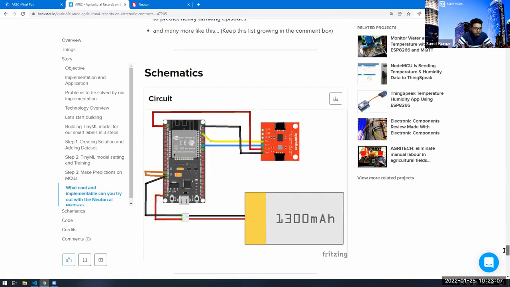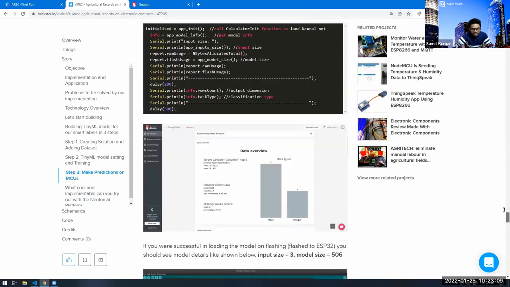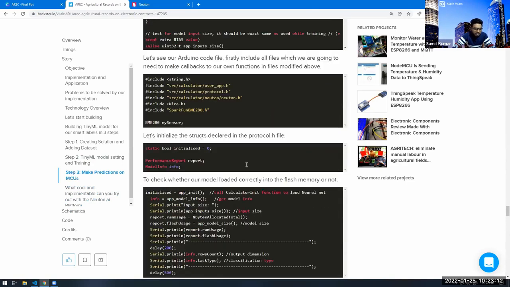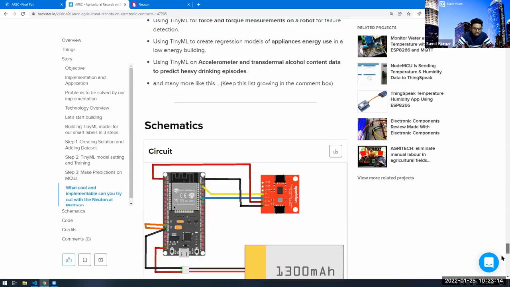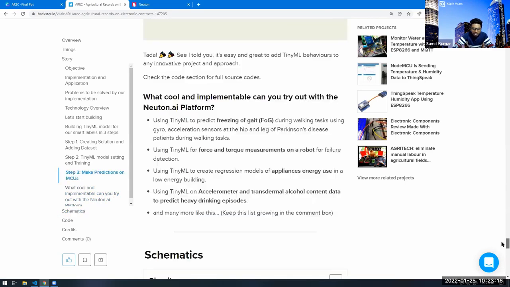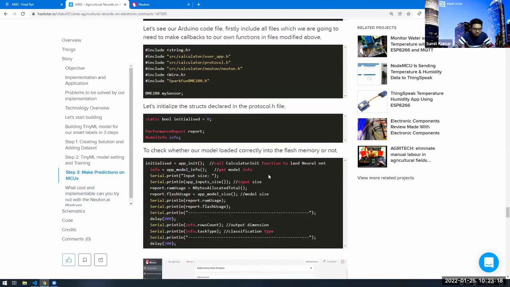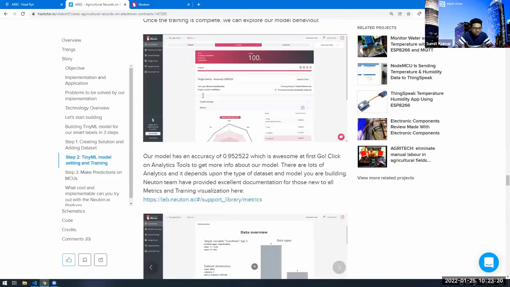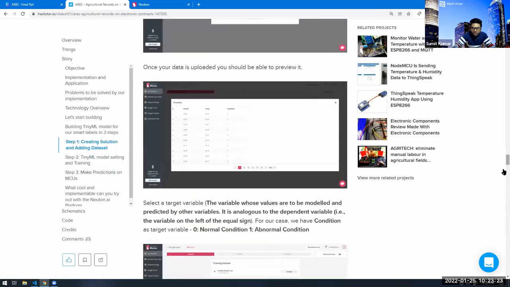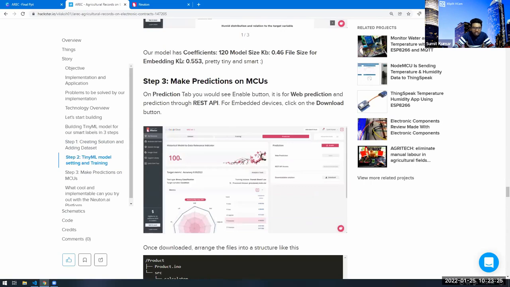So based on the code, it should actually work on any hardware. The model was trained for 16-bit, so I don't think it would have any problem working on any 16-bit device. Just to go more into the details of this TinyML, yeah.